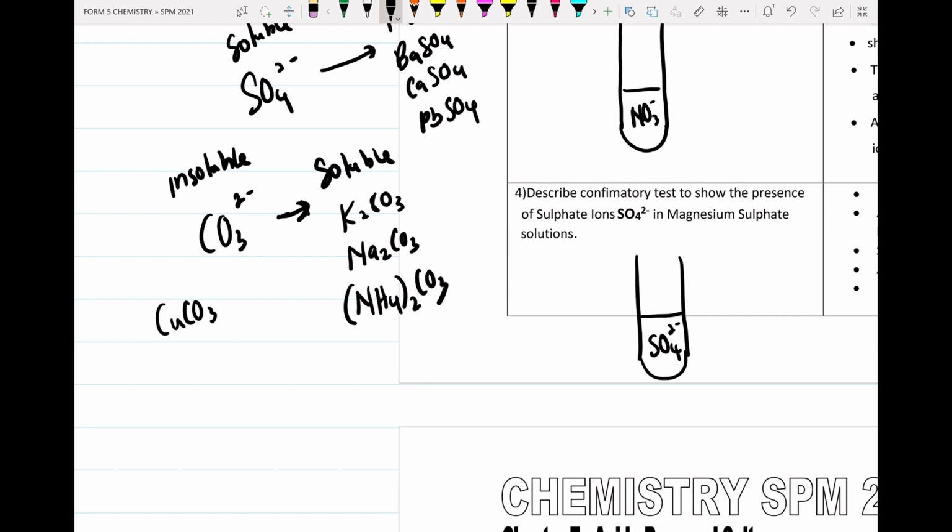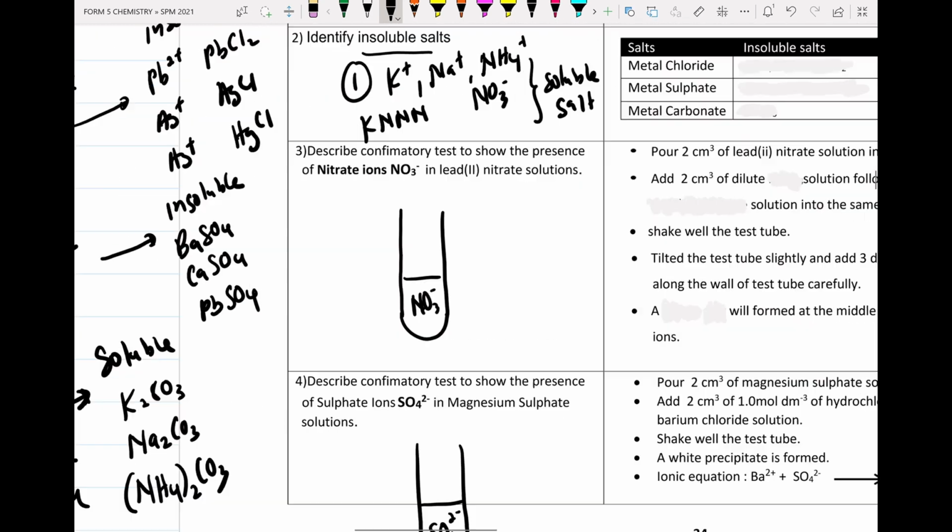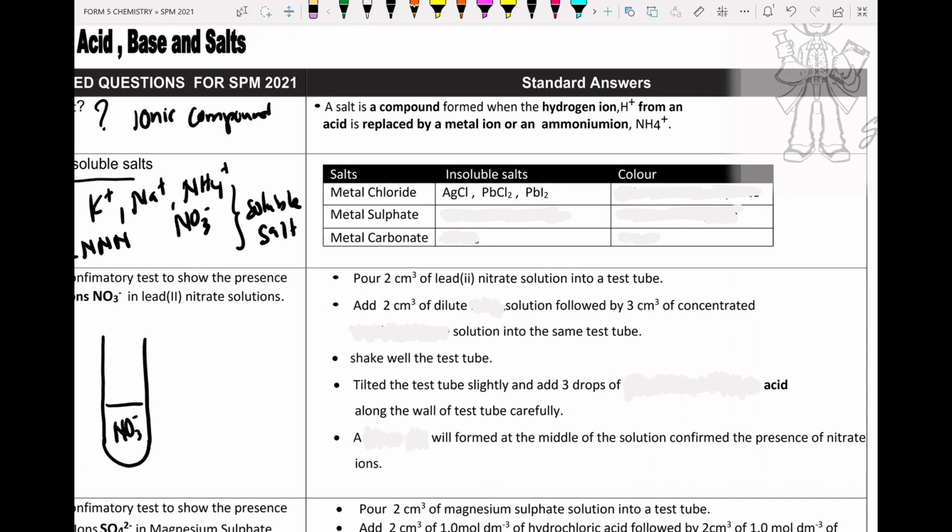For example, copper(II) carbonate is insoluble and is a green colored salt. Next, calcium carbonate is also insoluble. So please check here. Metal chlorides, which ones are insoluble? Lead, silver and mercury. And remember, all are white except PbI2, and this we can use to test for chloride ion and bromide ion. PbI2 is a yellow precipitate, the rest will be white precipitates. Metal sulfates, barium, calcium and lead sulfate are all insoluble and form white precipitates. Copper(II) carbonate, please remember the color of the salt is green.